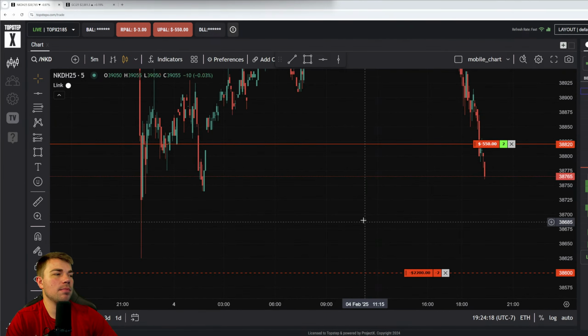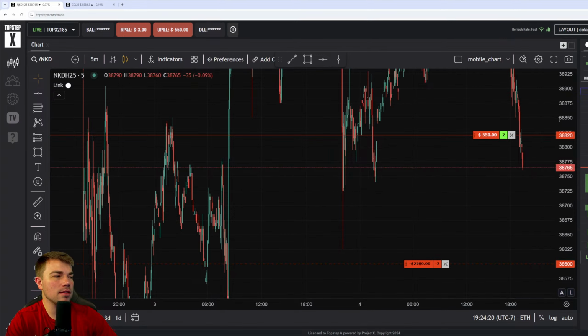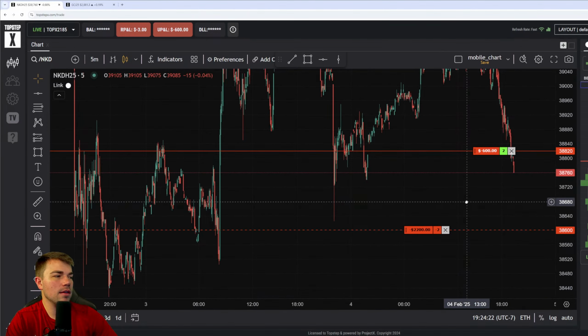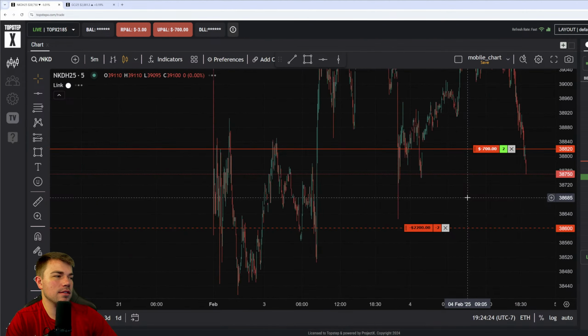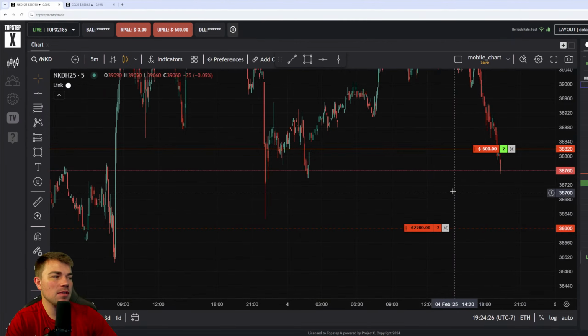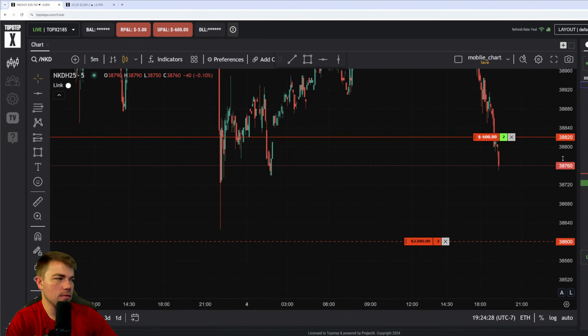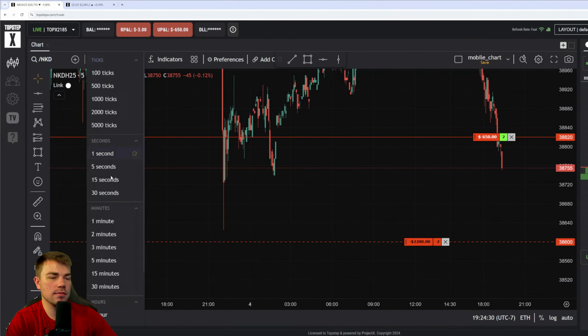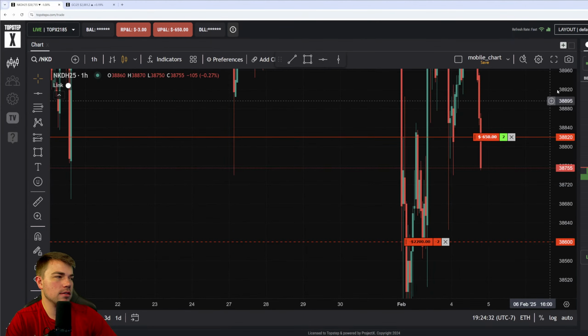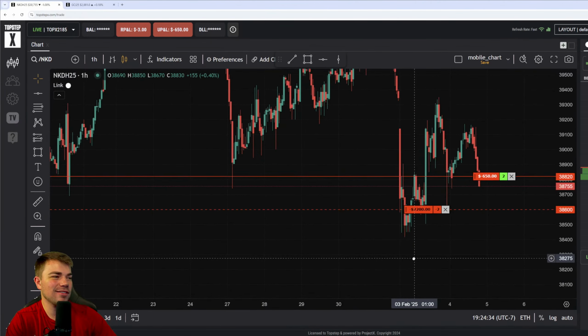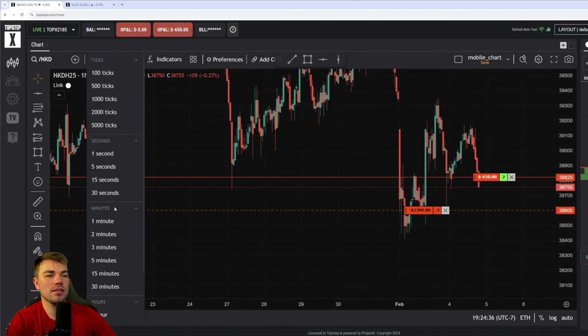Do you always have a big stop loss? Is this a big stop loss? I think big is relative to how you view it. What do you determine big as, right? If you look at it, what do you consider to be big?